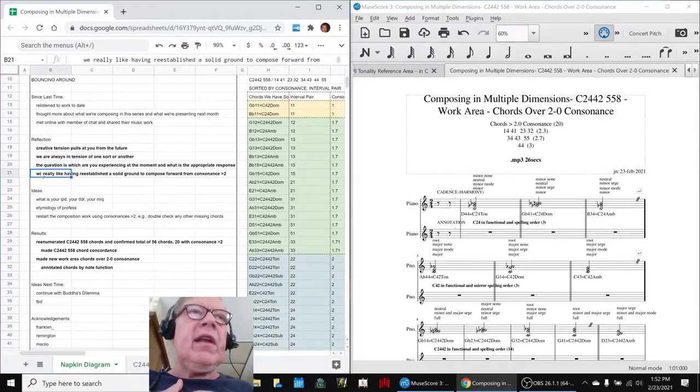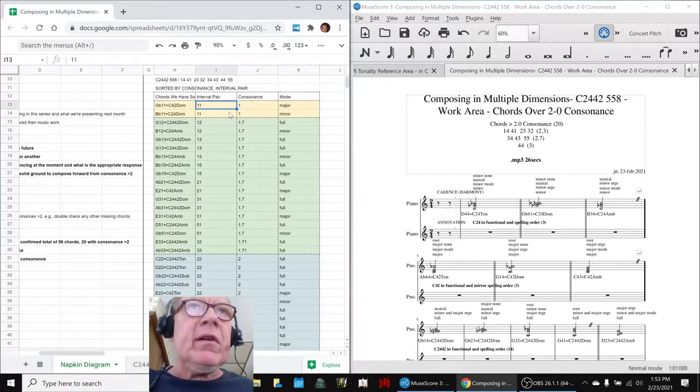And as a result of today's stream, we really like having re-established solid ground to compose forward with consonants greater than two. So in our last episode, we discovered we had missed two chords and we were adding them. And we took the time today to re-enumerate all possible chords of C, 2, 4, 4, 2, 5, 5, 8. And we made a concordance of chords. And here they are. These are all the chords that we've got. 56 in all.